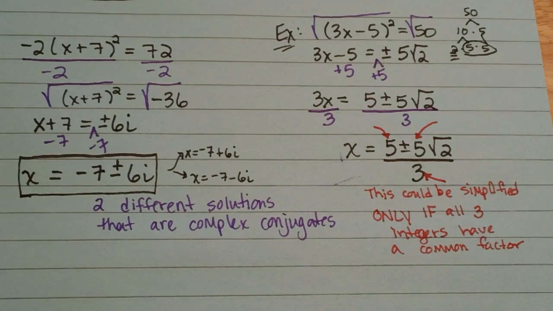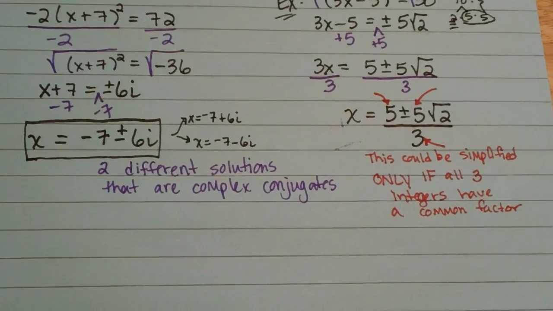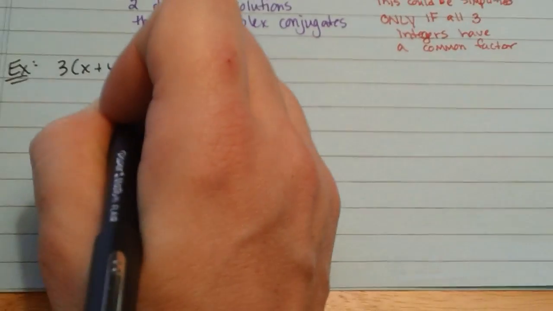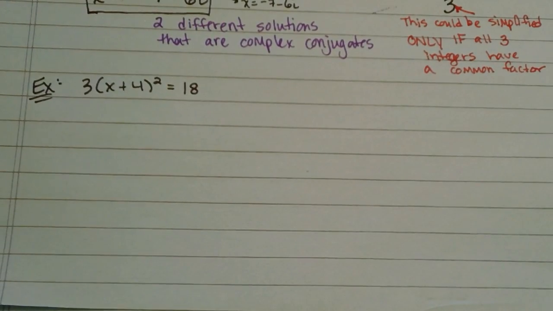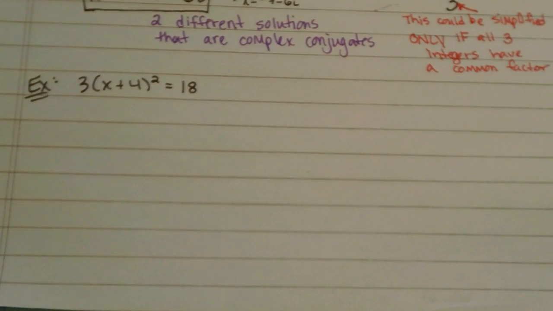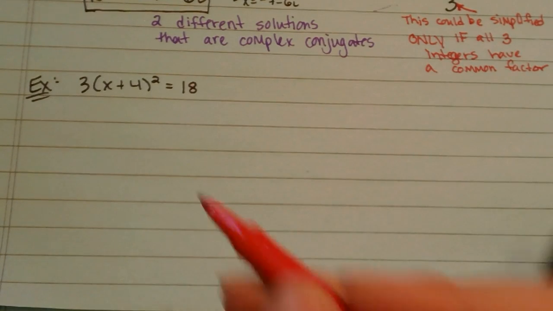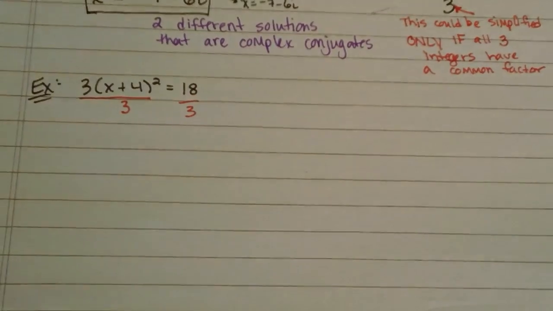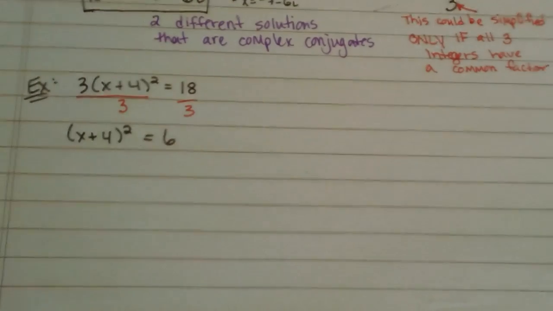Let's see what other examples we can come up with here. How about 3 times (x plus 4) squared equals 18? So you want to ask yourself, what is the squared thing? The squared thing is x plus 4. And is it isolated? No, because it's times 3. So I'll need to get it by itself by dividing both sides by 3. That gives me (x plus 4) squared equals 6.